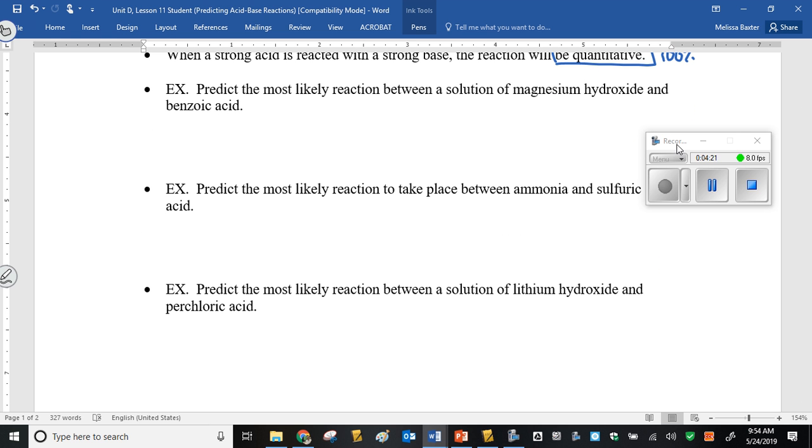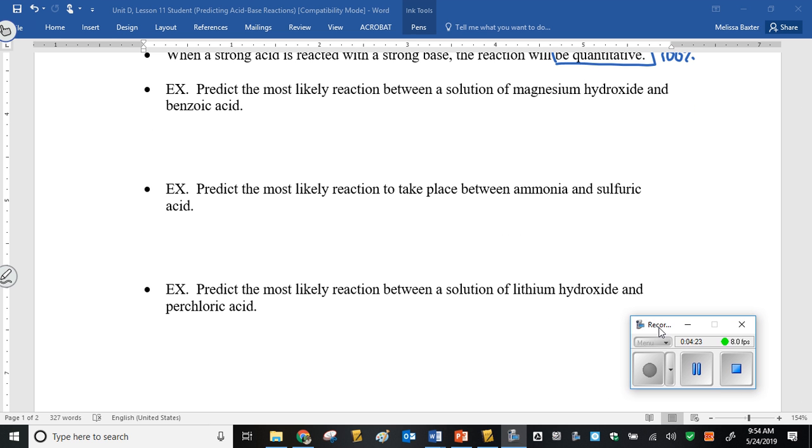Now I have 3 examples here that we'll go through just to help you practice this same setup of steps, but for acids and bases. The first step tells you to list everything that's present. So I'm going to start by saying, well, I have a solution, so there's water. My solution is magnesium hydroxide, so I'm going to write out those 2 ions separately because it said it was a solution and ions dissociate in solution.